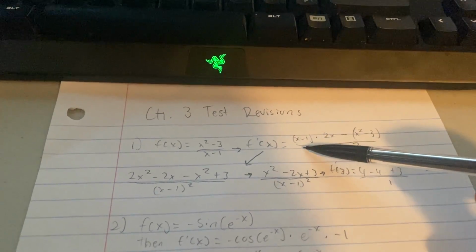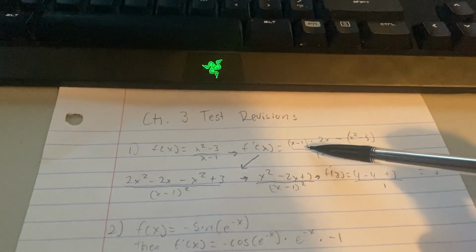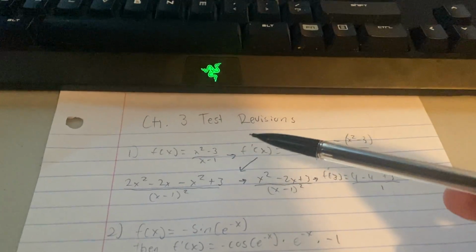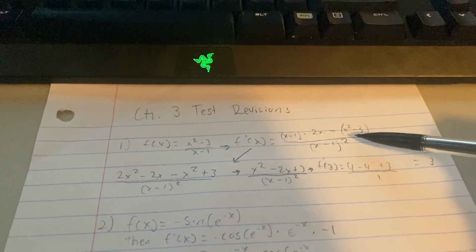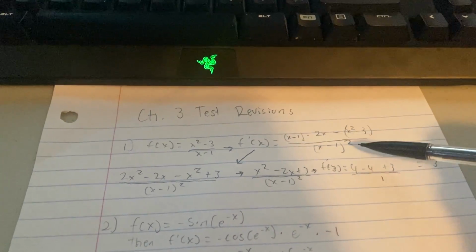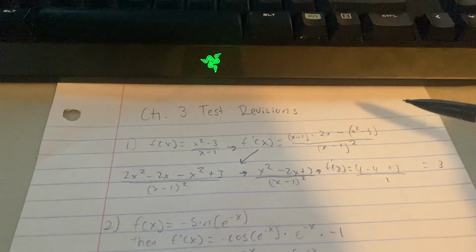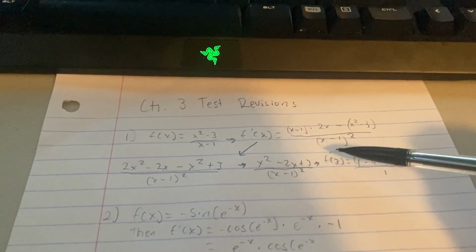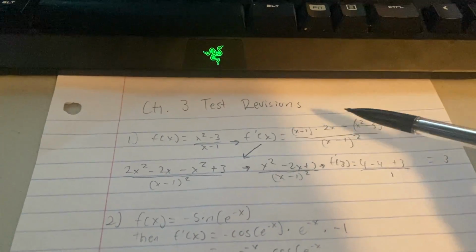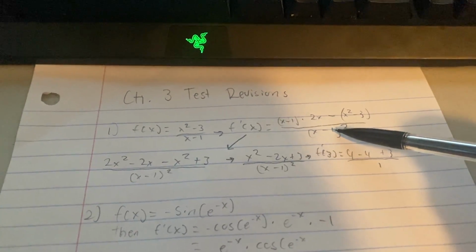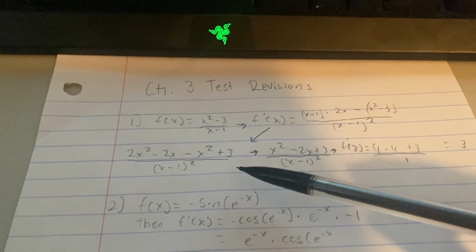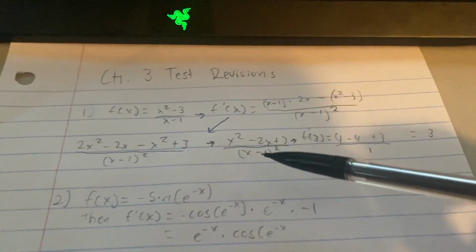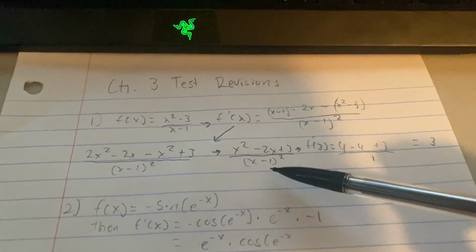So it's going to be x minus 1 times the derivative of x squared minus 3, which is just 2x, minus the x squared minus 3 times the derivative of x minus 1, which is just 1, all of that over x minus 1 squared. If we simplify this, we get 2x squared minus 2x minus x squared plus 3, all over x minus 1 squared, and that will ultimately simplify out to this.